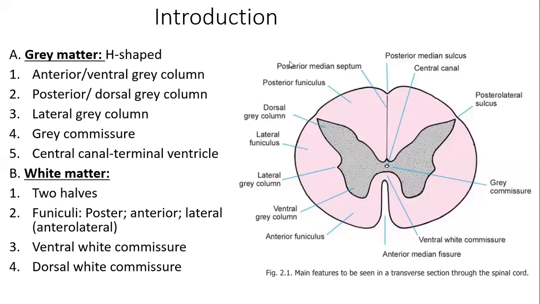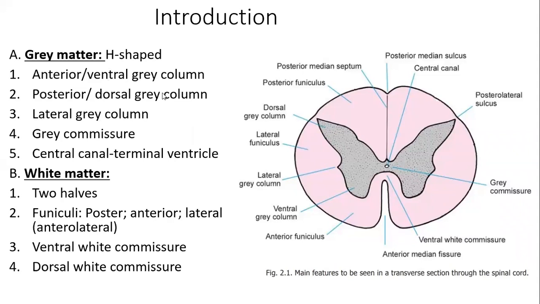The gray matter comprises an anterior or ventral gray column, posterior dorsal gray column, lateral gray column, gray commissure, and a central canal leading to the terminal ventricle. You must be familiar with all these terms associated with the gray matter of the spinal cord, because any of these terms can be asked or given in the MCQs.